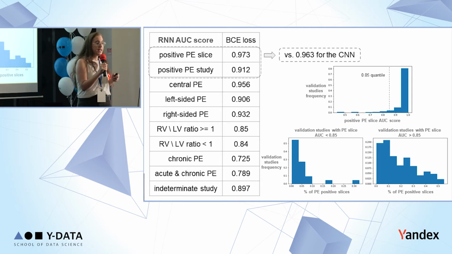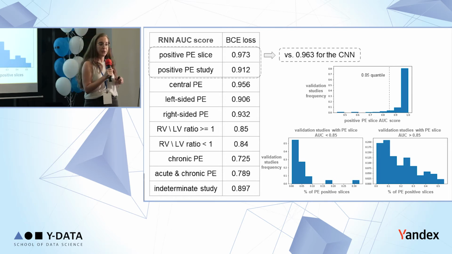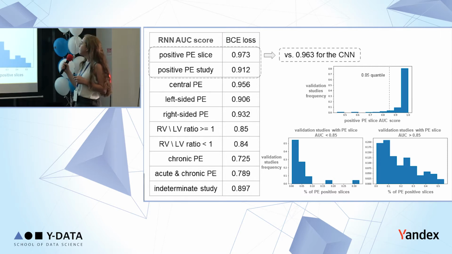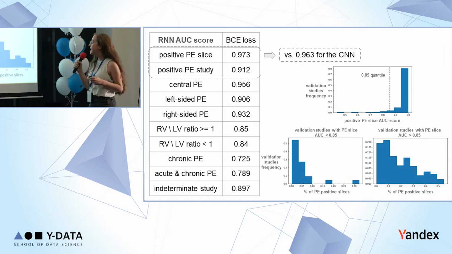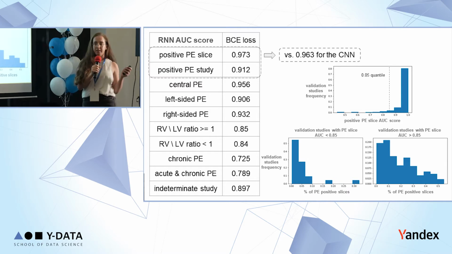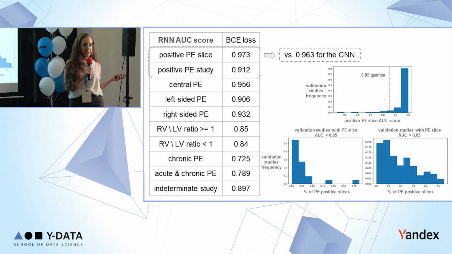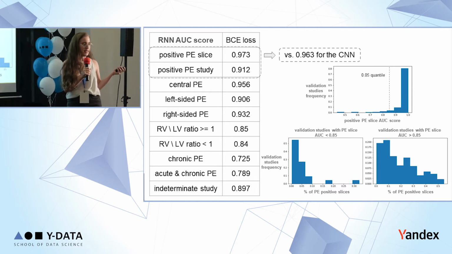And in order to try and improve, we want to understand better what's behind these numbers. By examining the distribution of PE on slice AUC scores for different studies, we noticed that studies with relatively lower AUC scores have a lower mean percentage of positive slices. And this is intuitive, right? A lower percentage of positive slices means less severe PE, which is harder to identify.